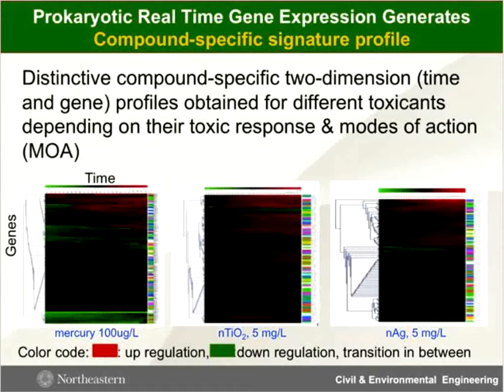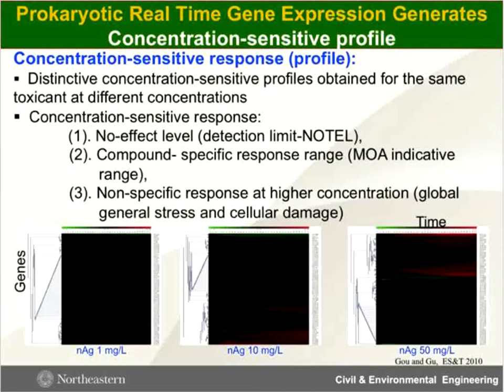The third thing we learned is that if we put all the data together to make a profile with time across the x-axis and all the genes we examine in the library on the y-axis, we can create a two-dimensional response profile. The colors are, once again, quantitatively color-coded: the more red, the higher the fold change, and green is downregulated. For different materials and different concentrations, you can get a compound-specific two-dimensional profile. It's almost like a fingerprint. So this is the third thing we learned.